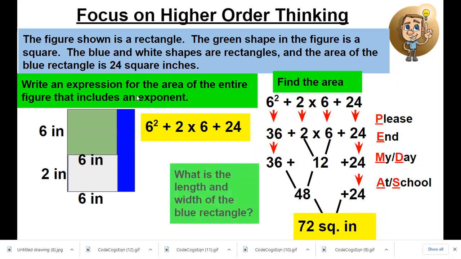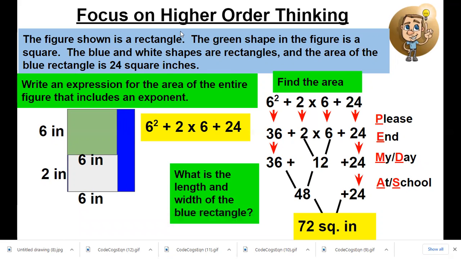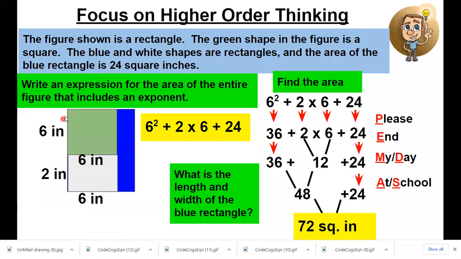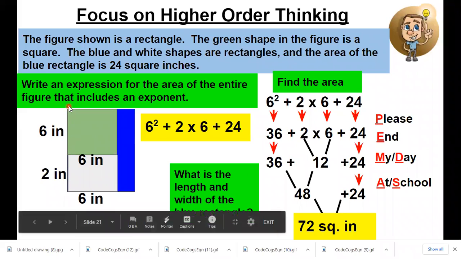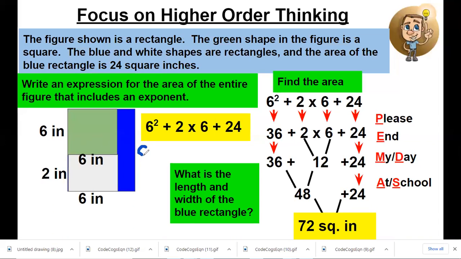I have a question for you. What is the length and width of the blue rectangle, this part right here? We know the area, but what's the length? What's the width? I bet you could figure it out from the picture, couldn't you? Well, we know that this whole height here is how much? 6 plus 2 more. So it's 8, right? So that means that this side, the opposite side of a rectangle, is also the same height. So that has to be 8, right? That's going to be the 6 plus the 2.